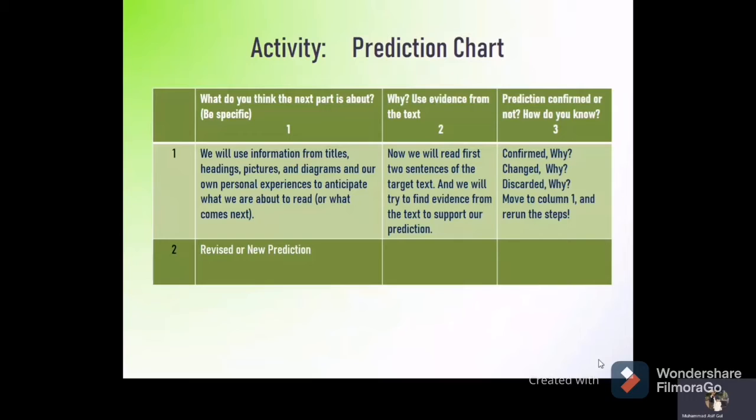And if we do not find any supporting evidence from the text, we may discard our prediction altogether. Once again, we will move to column 1 and rerun all the 3 steps. We will make a prediction and write it in column number 1. Then we will move to the text and try to find evidence to support our prediction. And then we will move to column number 3 and see whether our prediction has been confirmed or not.